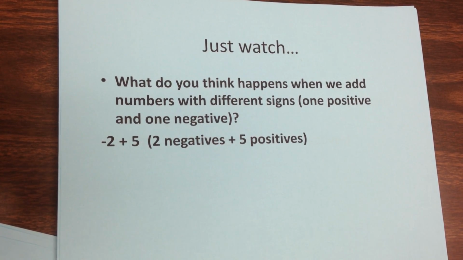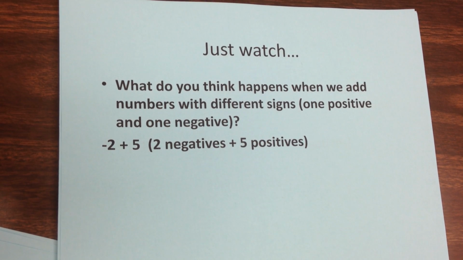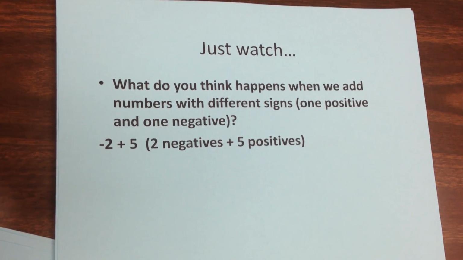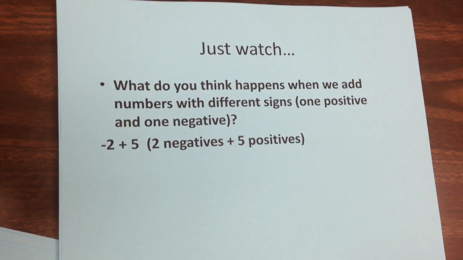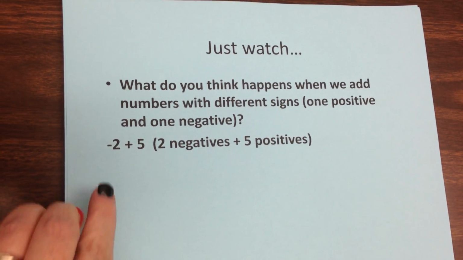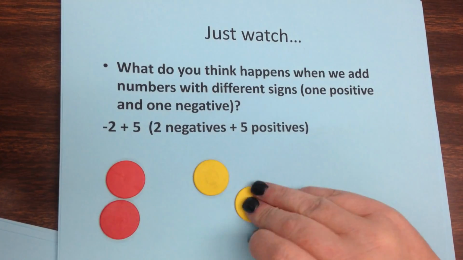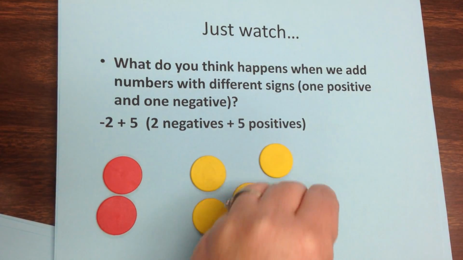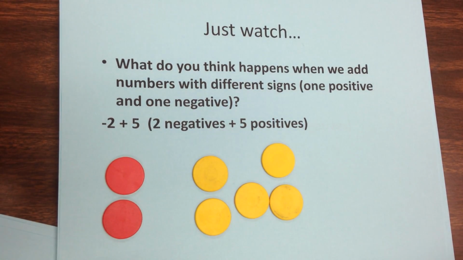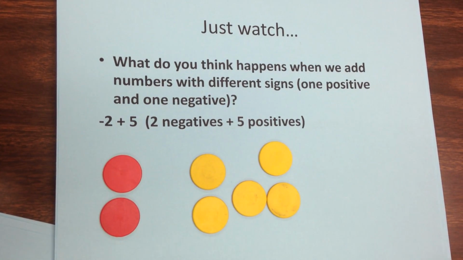Okay, so I just want you to watch again for just a second. What do you think happens when we add numbers with different signs? And by signs, I mean a positive or negative sign. So negative is red, so that's 2 negatives plus 5 positives. Okay, well, I can't really combine because I don't really know what I'm looking at here.